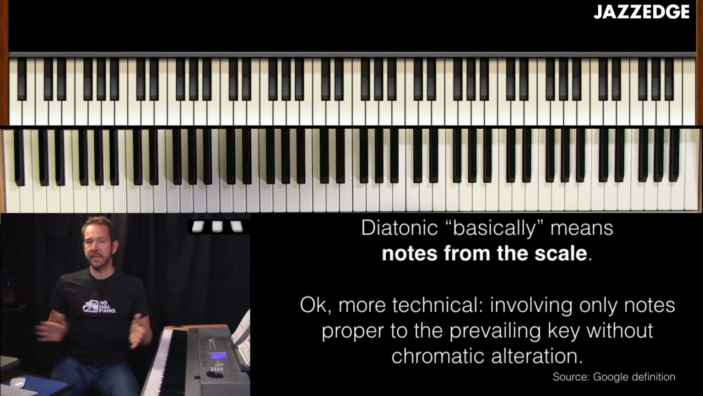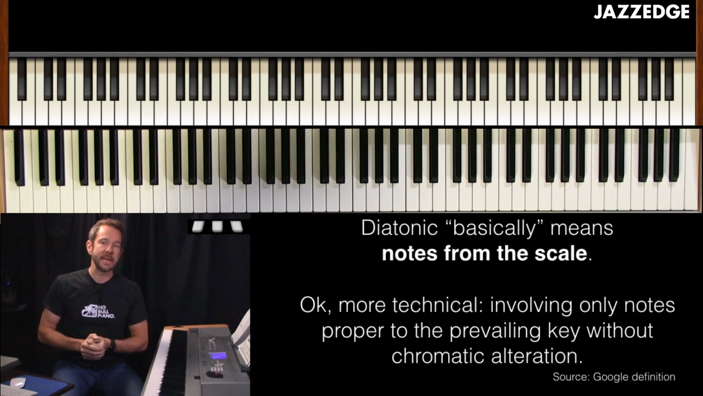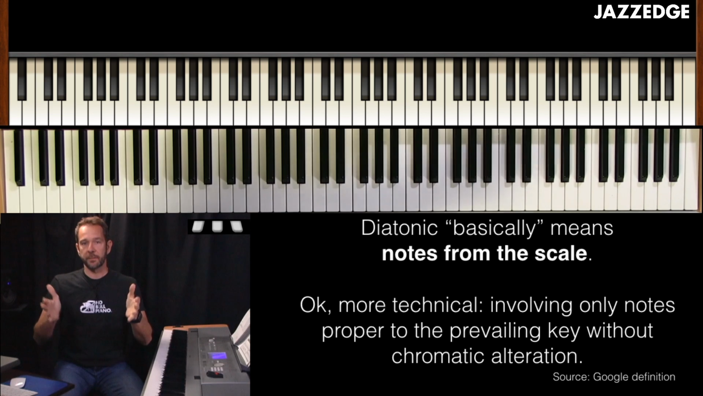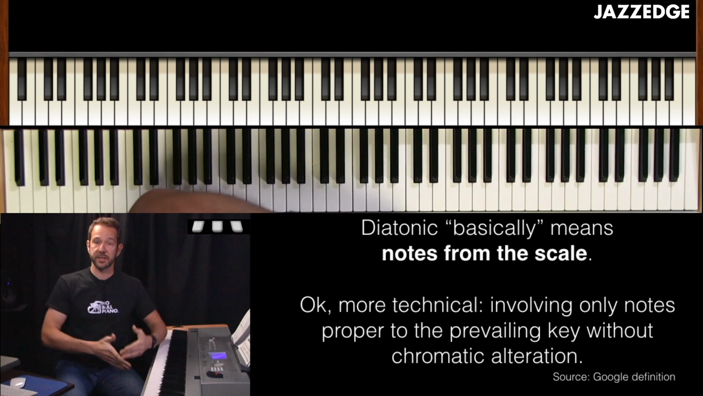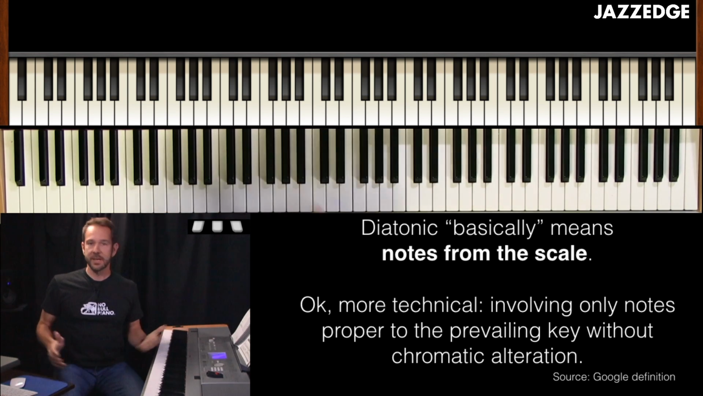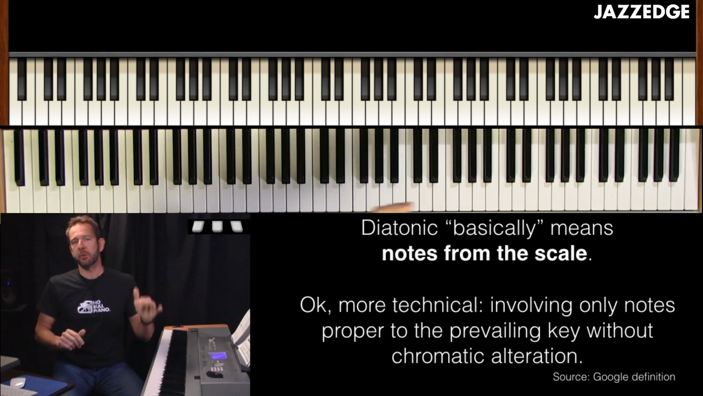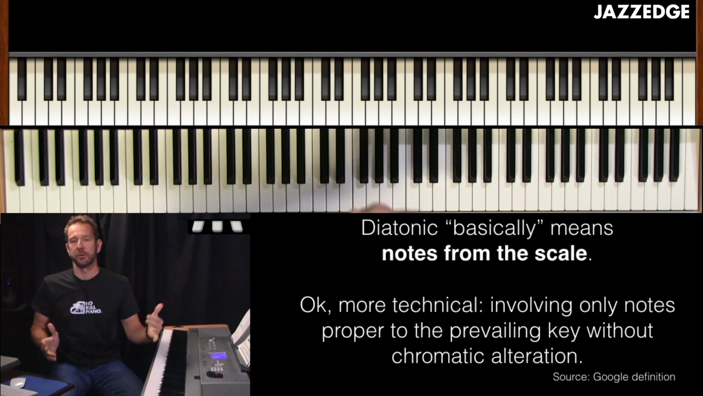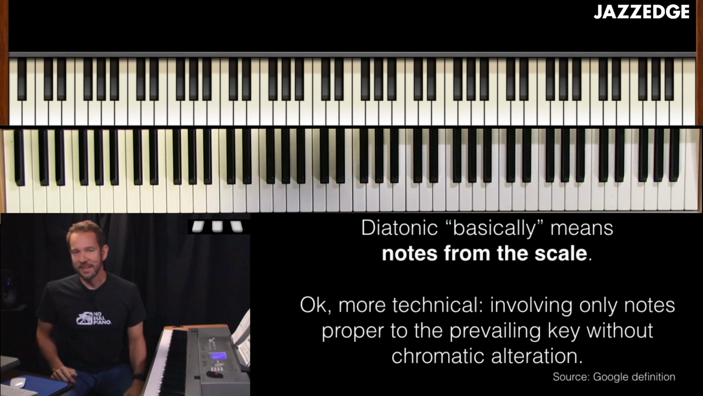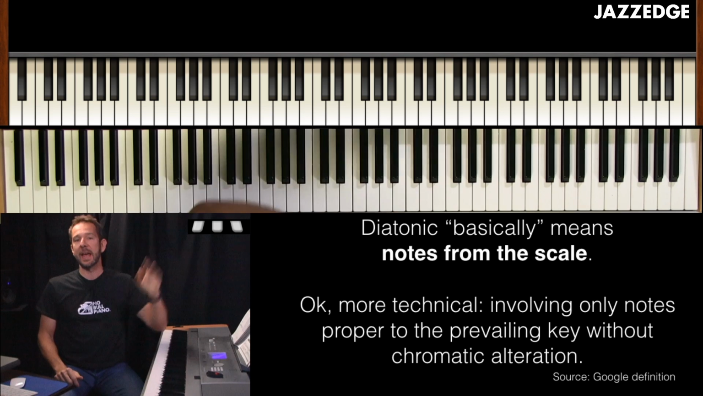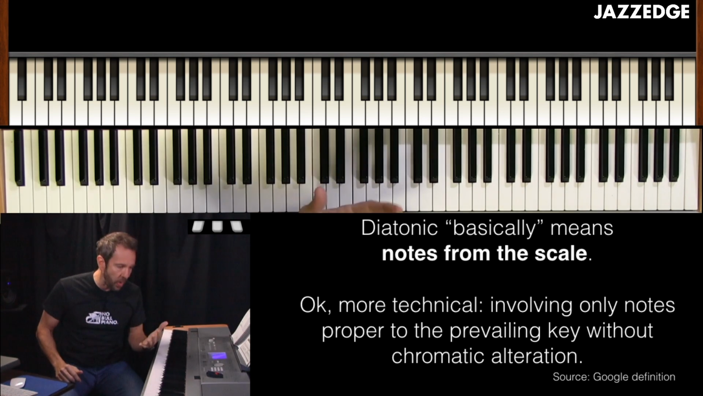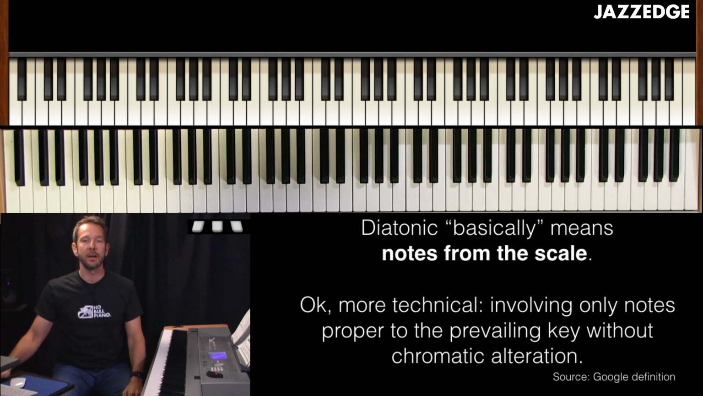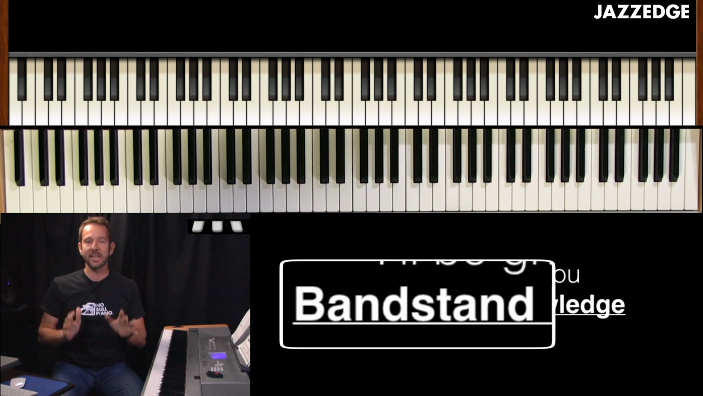First of all, what does diatonic mean? It basically means that it's notes from the scale. Of course, I'll have comments on this video and all the technical people are going to say, well, it really involves only notes proper to the prevailing key without chromatic alteration. That's the Google definition, and I'm sure you can get some even headier definitions. I think, like a definition that long, I'm going to show you bandstand knowledge.